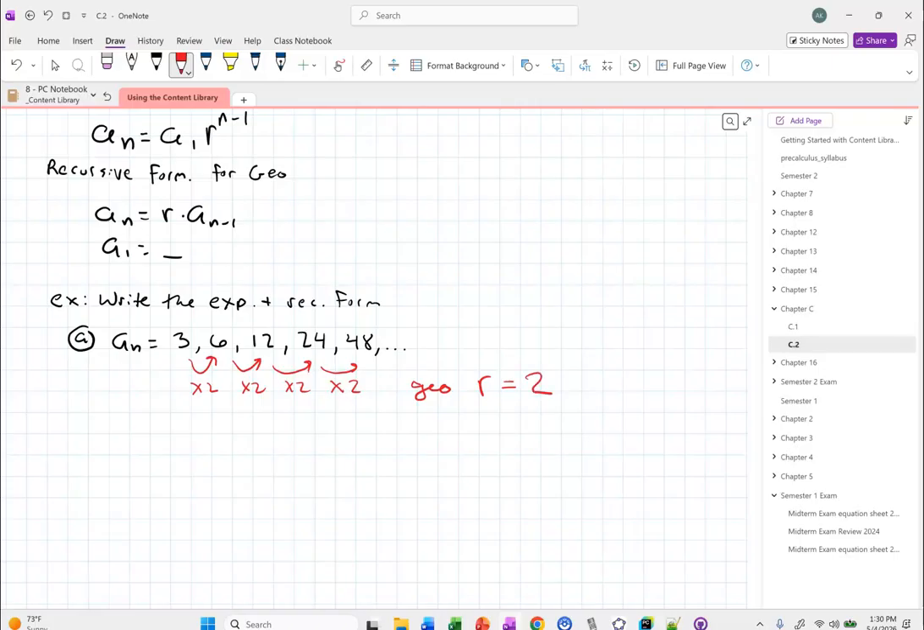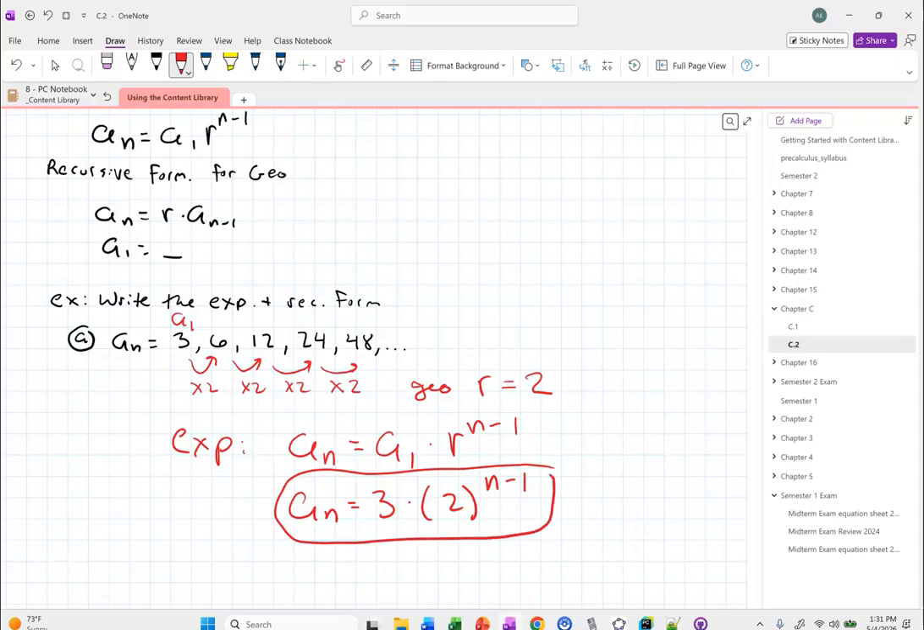Everybody's okay there? So my explicit formula is a sub n equals a sub 1 times r to the n minus 1. Well, we have a sub 1, and we have r. And we're done. Very easy, right? Okay.